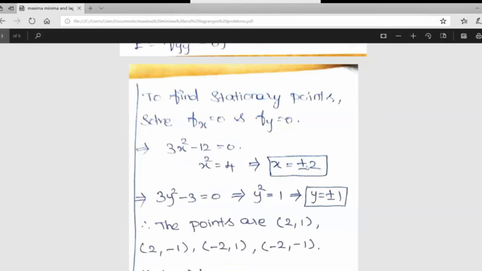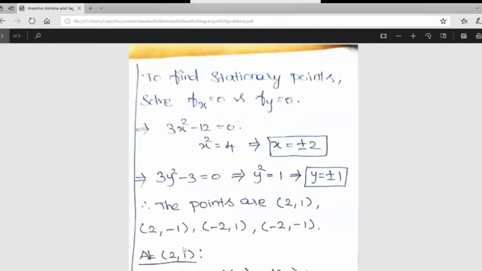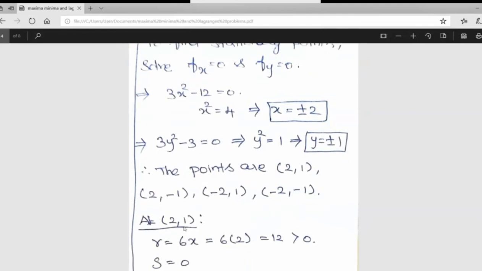So you have to merge plus 2 with plus 1, plus 2 with minus 1. This is one pair, this is the second pair. Similarly, minus 2 with plus 1, minus 2 with minus 1. So totally, we are having 4 coordinates here. For all these 4 coordinates, we have to identify the value we are going to get for rt minus s square. Based on that only, we can judge whether the function is attaining the maximum or minimum value. So to begin, we take 2 comma 1.